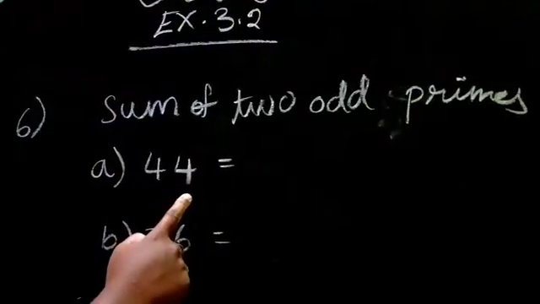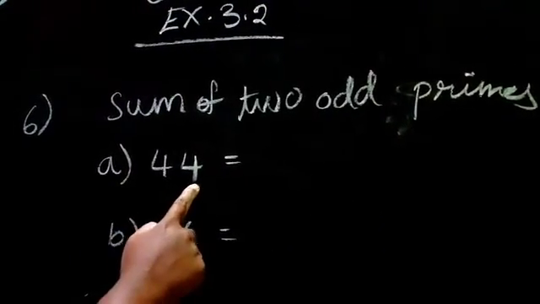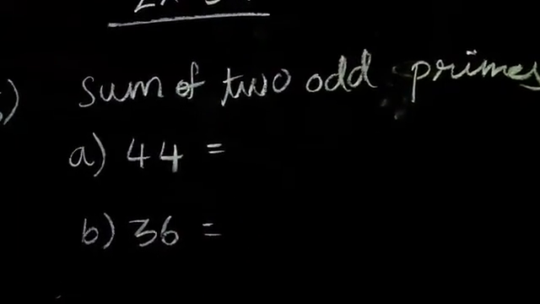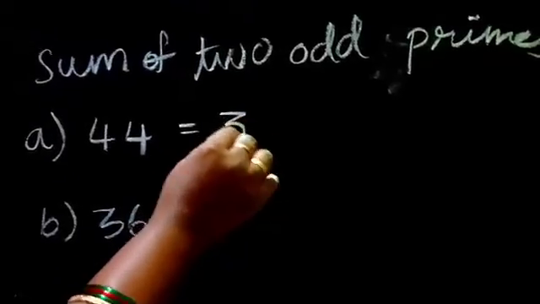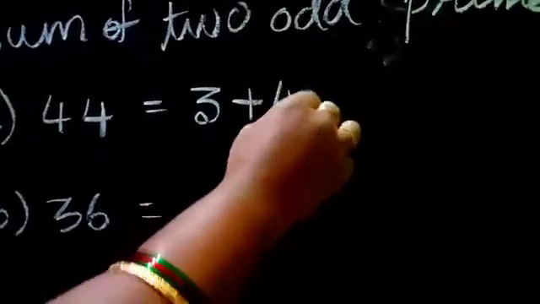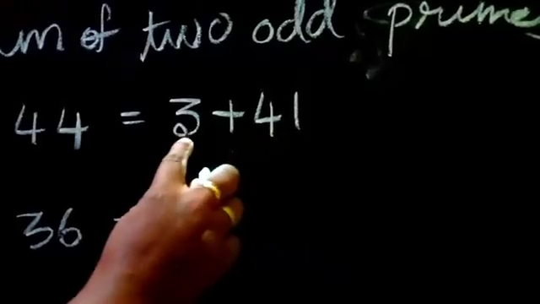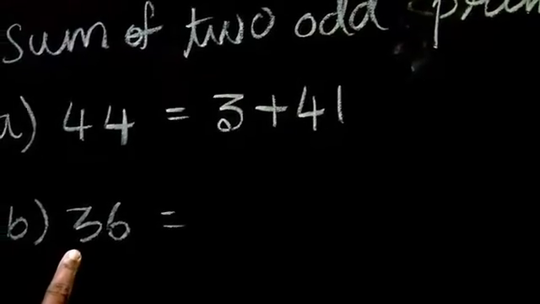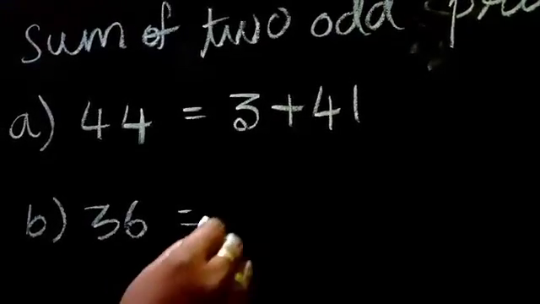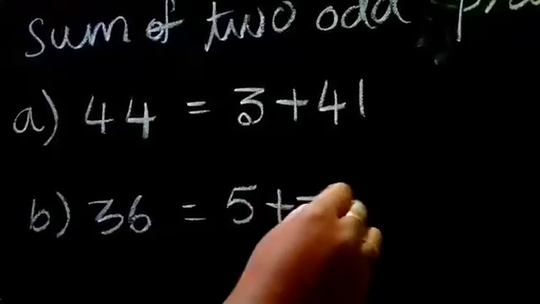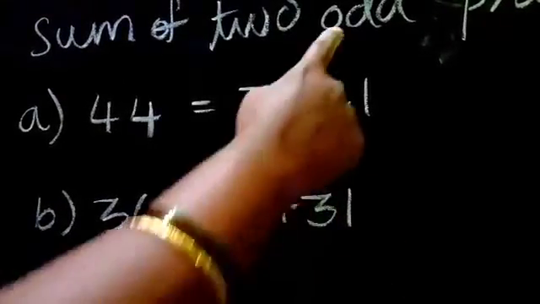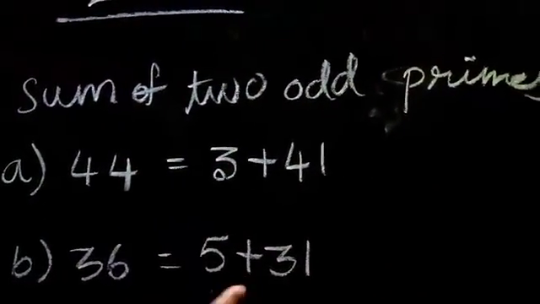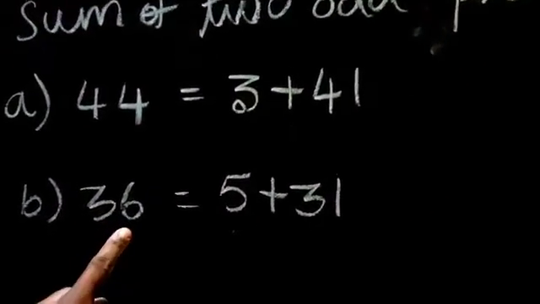44 is an even number. This is a composite number. We have to add two odd primes. 3 is an odd prime number and 41 also is an odd prime number. When we add both, we will get 44. Next question, 36. For this also, 5 plus 31. 5 also is an odd prime, 31 also is an odd prime. These two odd primes, when we add, we get an even number or composite number.